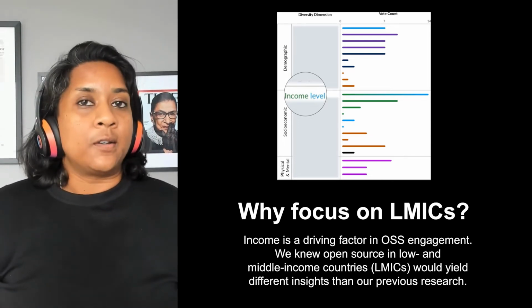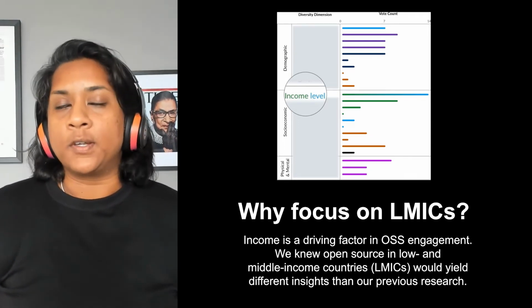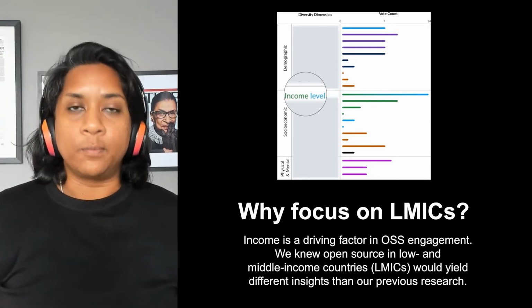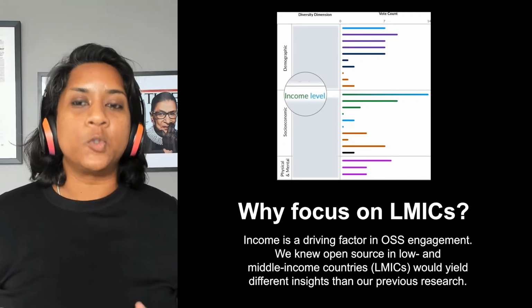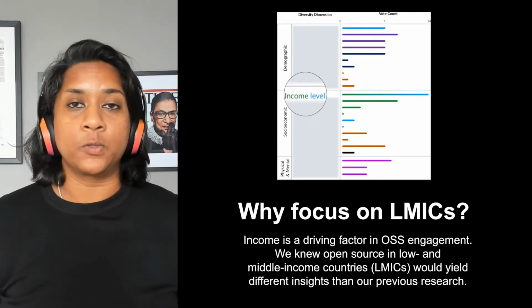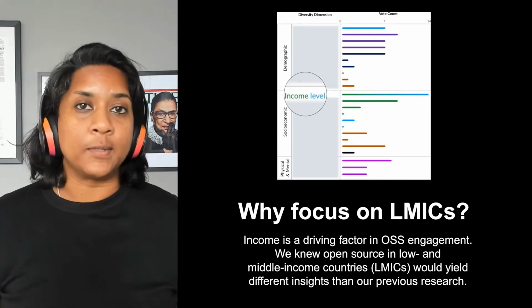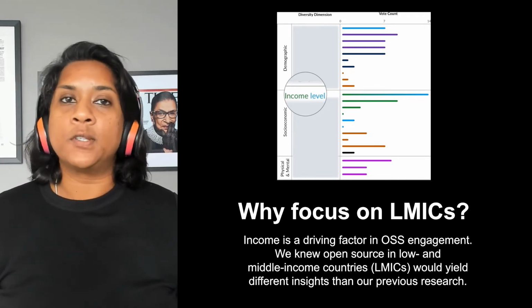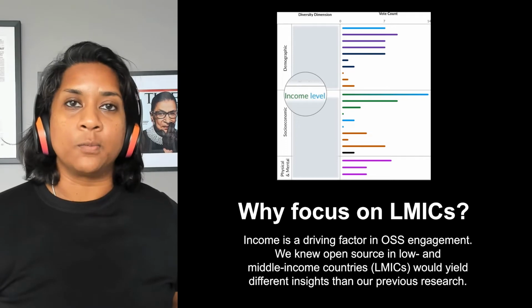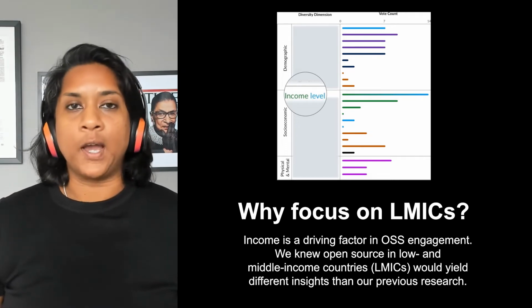The reason that we decided to focus on LMICs is because in 2019 we had an expert convening of practitioners who work on open source in the social sector. And so we asked them, what are the driving factors for people who contribute to open source in the social sector? And almost unanimously, the top reason they said was income level. And so we knew that focusing on LMICs would yield different insights than our previous research, but we weren't exactly sure how or why.